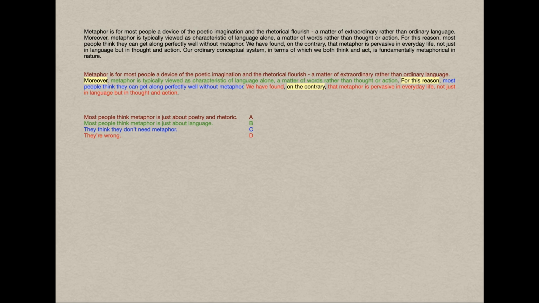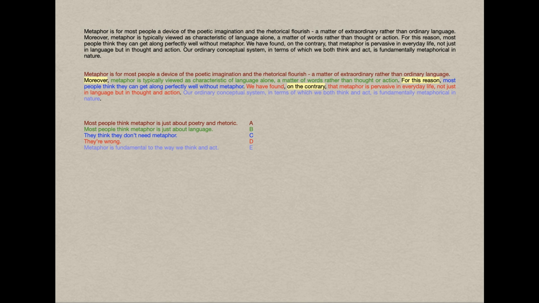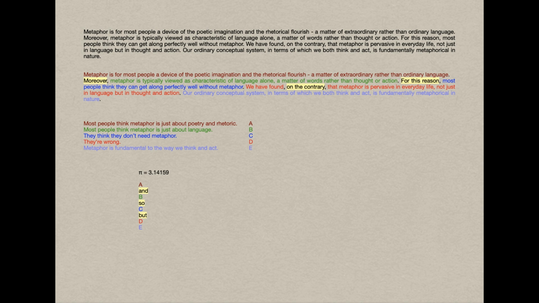Then in the fourth sentence, we have our last link, on the contrary, which is just a fancy way of saying but. And we'll summarize the idea in this sentence as they're wrong. And we'll call that idea D. And then we have the last sentence, and we'll call that idea E, and summarize it something like metaphor is fundamental to the way we think and act. You could add an implied link here, as so, but we'll just leave that aside for now. So that's our structure. A and B, so C, but D, E.